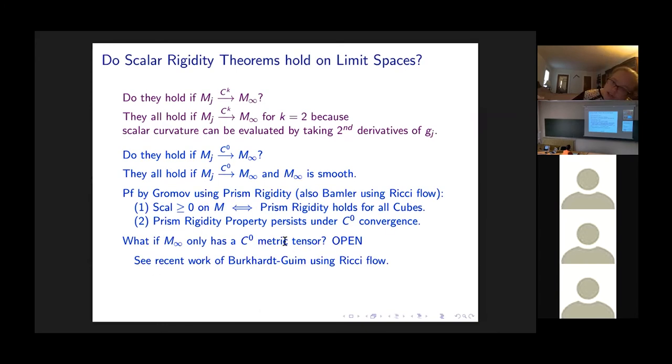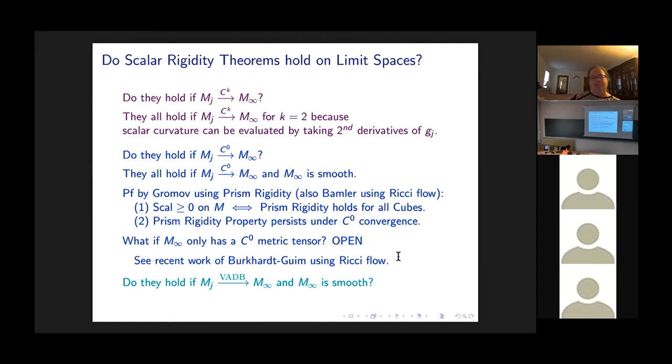What if M_infinity only has a C0 metric tensor? This is open. You can see recent work also of Burkhardt-Guim using Ricci flow to try to extend this idea, and actually, I wouldn't say try, successfully showed that you can define non-negative scalar curvature using Ricci flows of C0 metric tensors. So she has a Ricci flow definition for non-negative scalar curvature on a C0 metric tensor space. And Gromov is using prism rigidity for a definition. So there's two different approaches to generalizing non-negative scalar curvature. It's an interesting question to say whether these two agree in some sense.